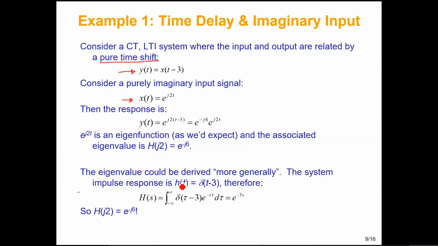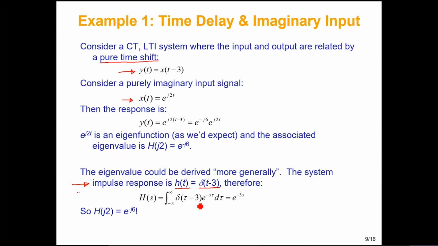So how do we find h of s? First of all, we find the impulse response comes out to be delta t minus 3. The system impulse response we see here is delta t minus 3. It was not given, we derived it. How did we derive it? Because this was our system. So if x is replaced by delta, y becomes h. So h of t becomes delta t minus 3. And then we can find h of s, which is the integral of h of tau e to the power of minus s tau d tau. Replace h of tau, and we end up getting the answer directly.